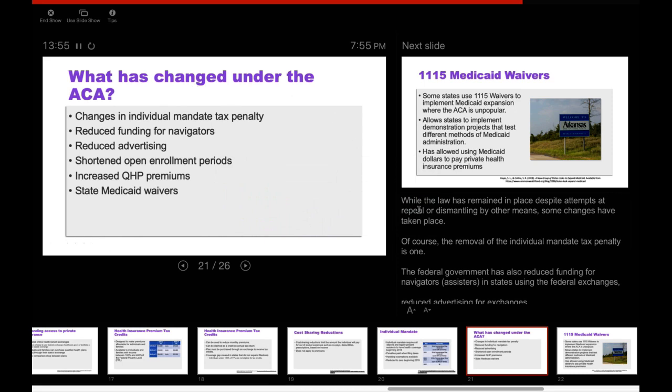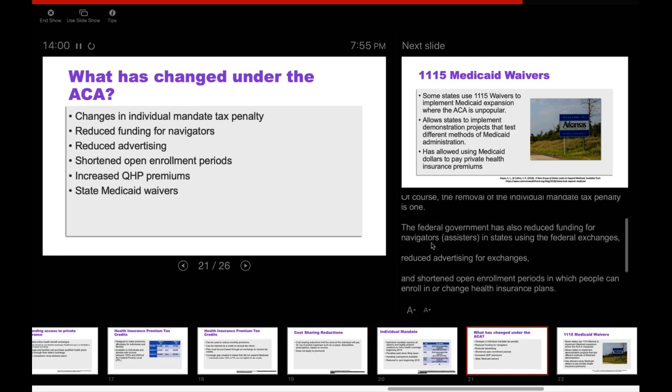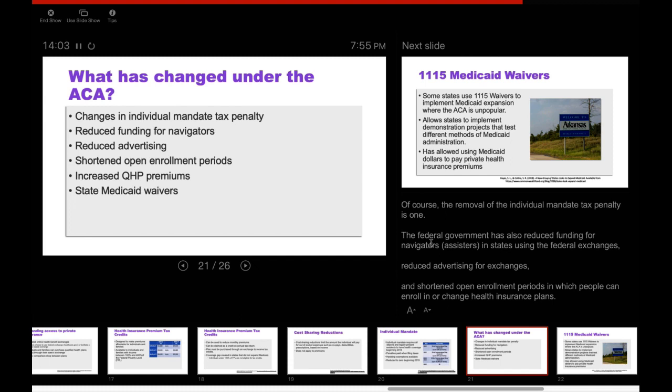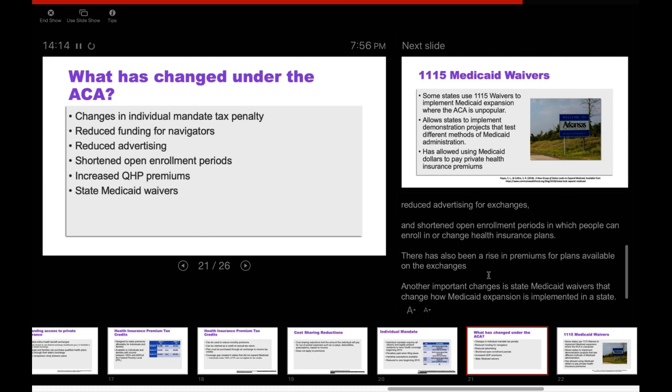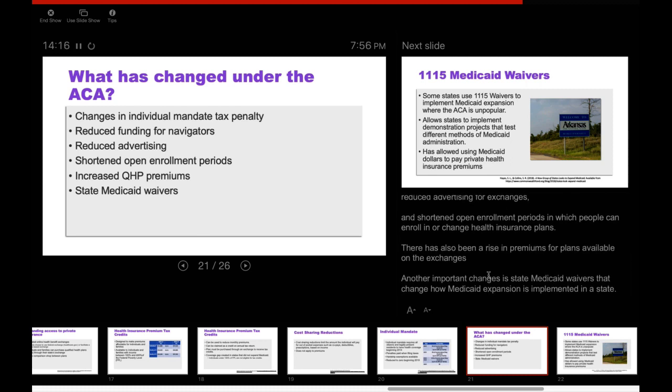While the law has remained in place despite attempts at repeal or dismantling by other means, some changes have taken place. Of course, the removal of the individual mandate tax penalty is one. The federal government has also reduced funding for navigators or assisters in states using the federal exchanges, reduced advertising funds for exchanges, and shortened open enrollment periods in which people can enroll in or change health insurance plans. There's also been a rise in premiums for plans available on the exchanges in many states. Another important change is state Medicaid waivers that change how Medicaid expansion is implemented in different states.